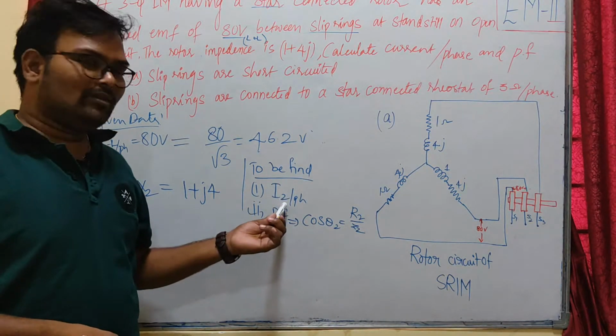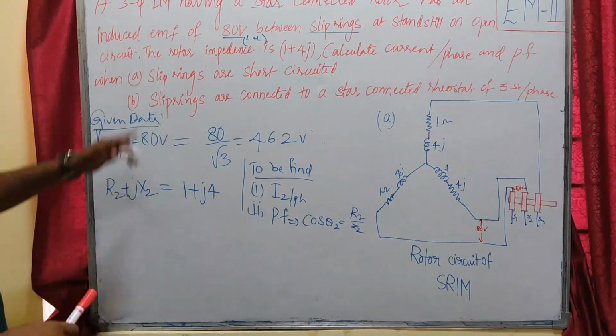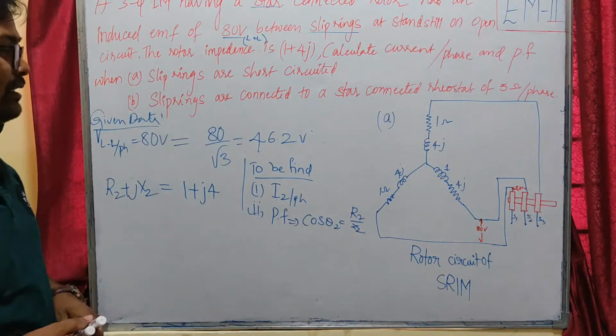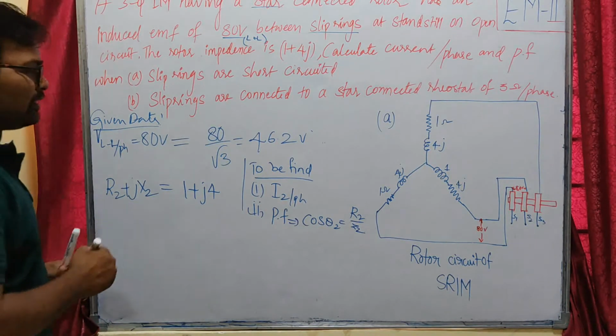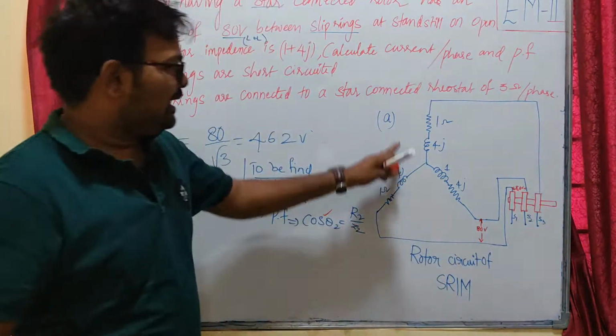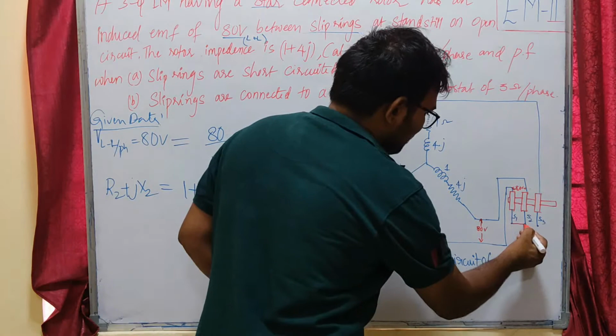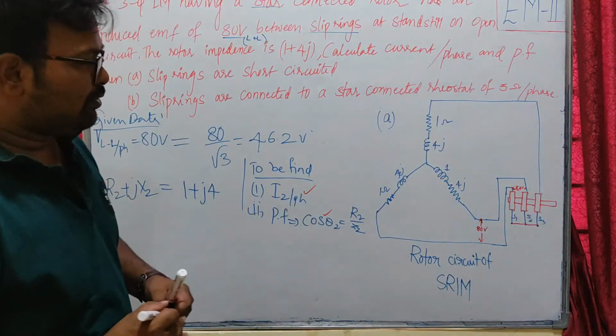Here we need to find the rotor current and rotor power factor at two different conditions. The first one is when the slip rings are short circuited. So I need to find the rotor current and rotor power factor when our slip rings are short circuited. That means I am going to short circuit the slip rings. So this is my rotor circuit now.